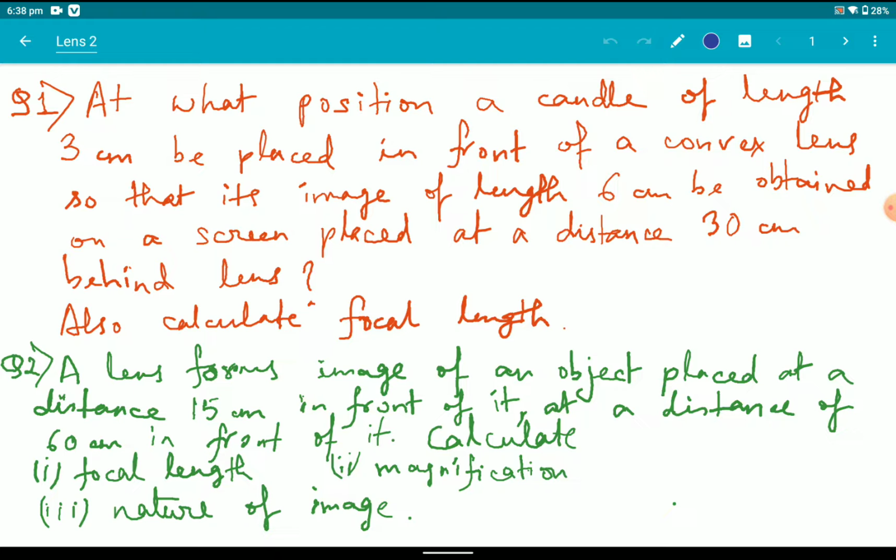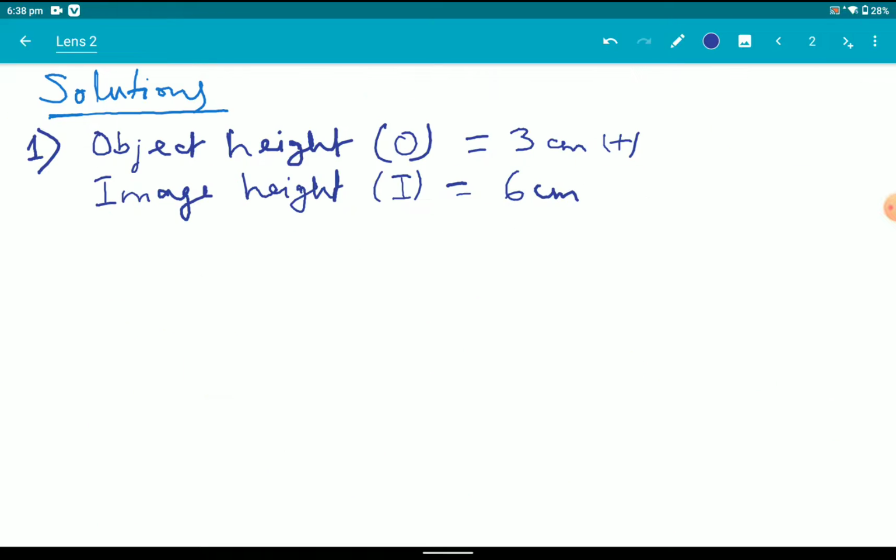So obviously this image that has been formed is actually a real image, because virtual images are formed on the same side as that of the object, but here the image is formed on the other side at which the object is placed. So definitely this is a real image. Now real images are always inverted, and inverted means the image height should be negative. So 6 centimeter, this is negative. Okay, fine. What else has been given?